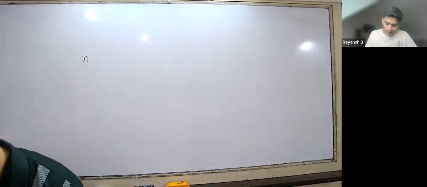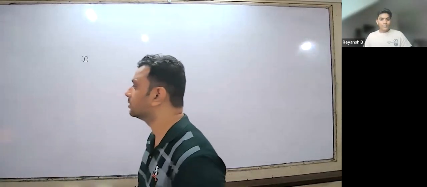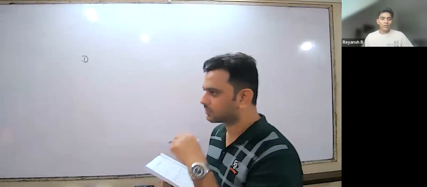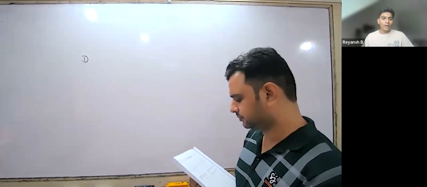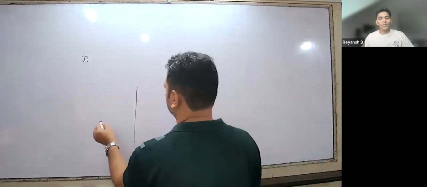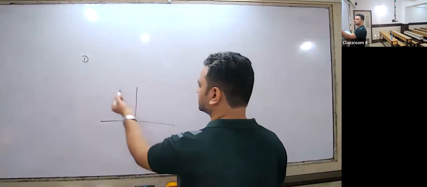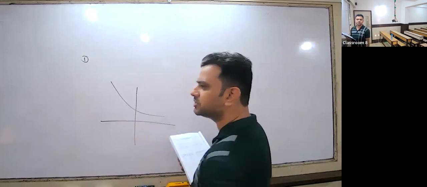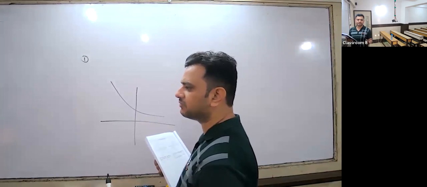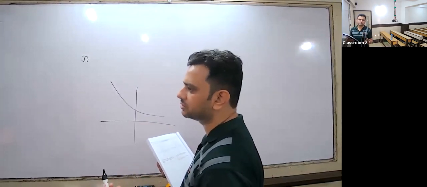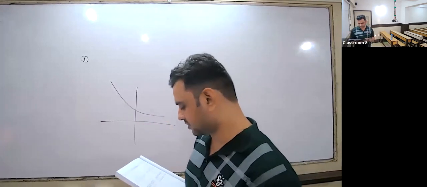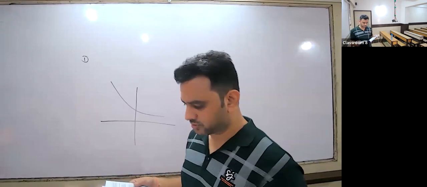Is it B? Which one? B. Why? When you make x equals 0, the y intercept is 2. And when you make x equals 1, the y value is 1.5. But I have told you, this is the graph when A is between 0 to 1. Or if A is greater than 1, then it should be minus of x. Clear? Yeah. So one option is there, minus is not there. So we can say option B is the answer. Question number 2.